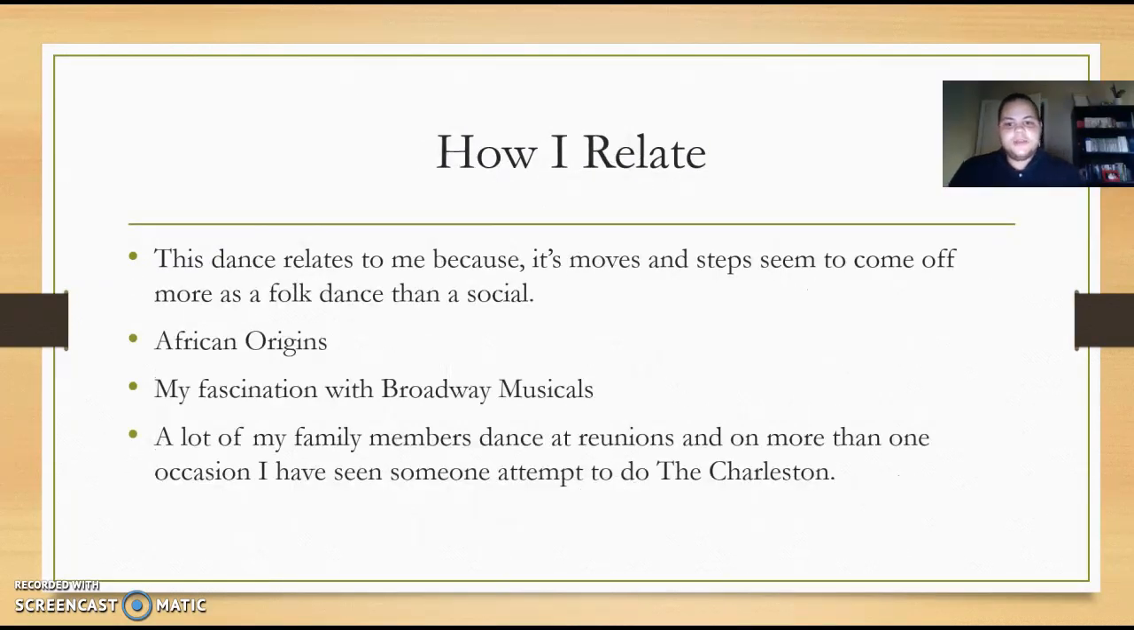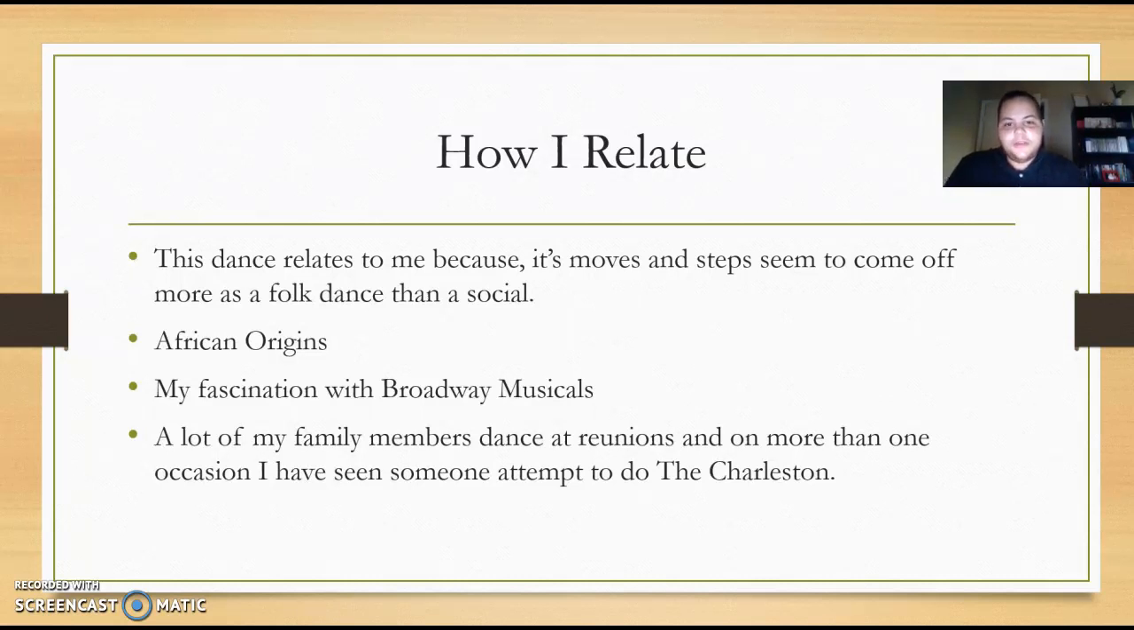So I relate to this dance because I like how the moves and steps come off, and this dance originated as folk. It originated from Africa, from folk, but as it grew and came over here, it became very popular during the 1920s, and it turned into what I would say is more of a social dance now. And I also relate because I'm African American, and those are my origins there. So I say this dance originates to me.